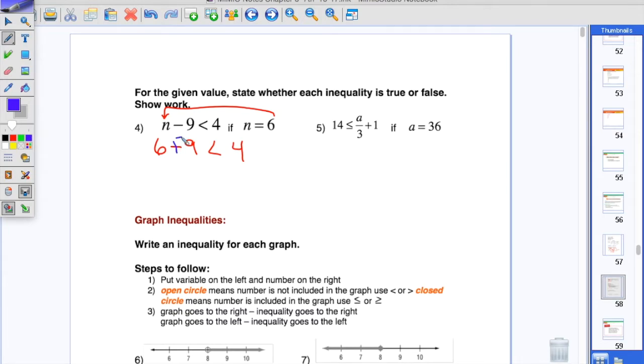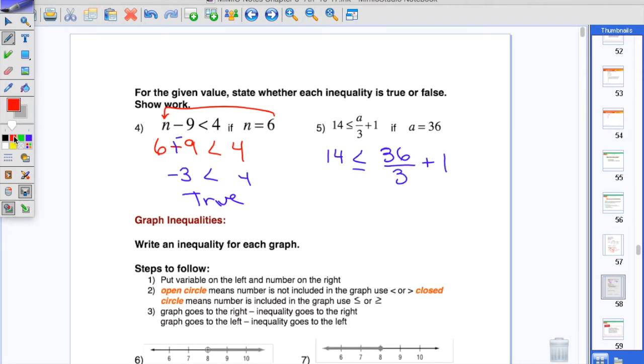We are just seeing if 6 is a solution. So we can change subtraction to add the opposite, take the sign of the larger and subtract. Is negative 3 less than negative 4? Well, that's true. Number 5 says 14 less than or equal to a over 3 plus 1. So substitute in your 36 for your a.